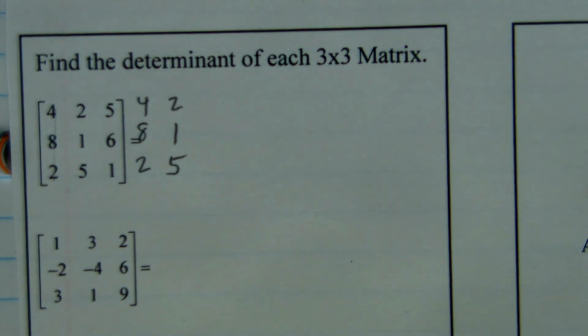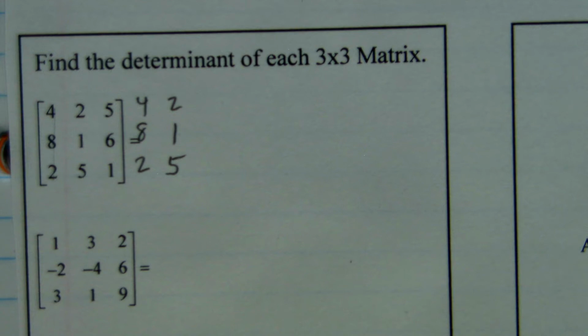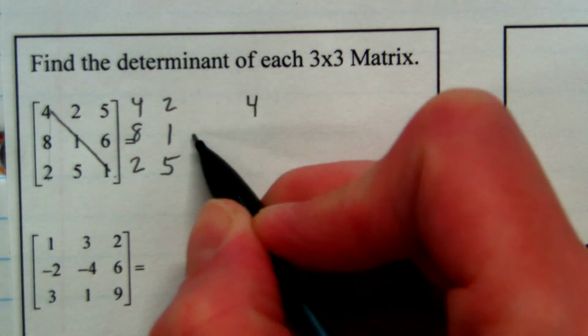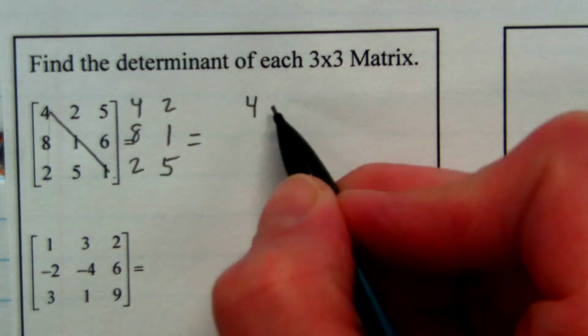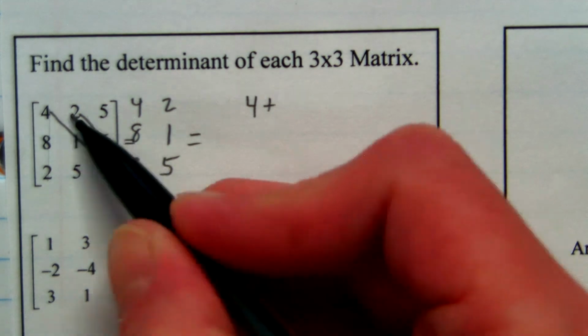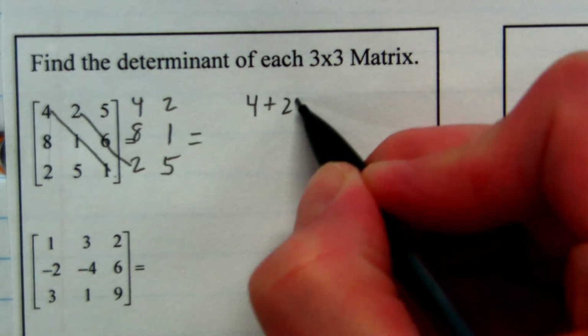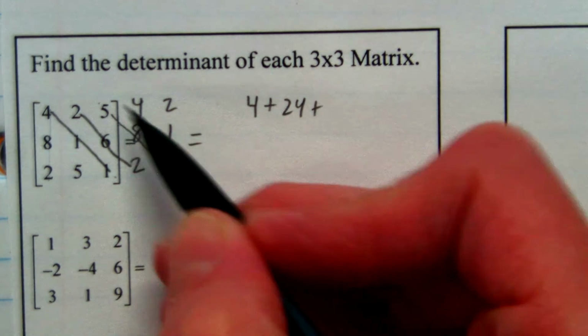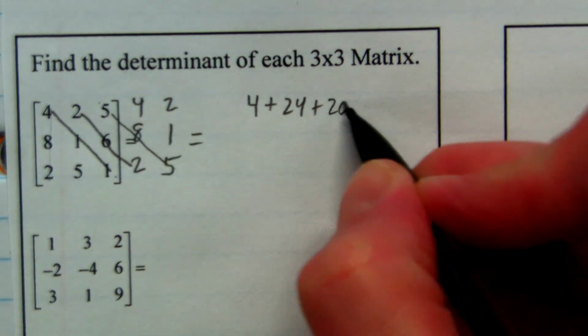So what we're going to do is sort of like what we just did with the 2x2, but there's going to be a lot more to it. So we start from the upper left-hand corner and go this way, and you're going to multiply. So 4 times 1 times 1 is 4. So we're going to write that down. And then we're going to add to that 2 times 6 times 2. So 2 times 6 is 12 times 2 is 24. And we're going to add to that 5 times 8 times 5. So it'll be 40 times 5, which is 200.